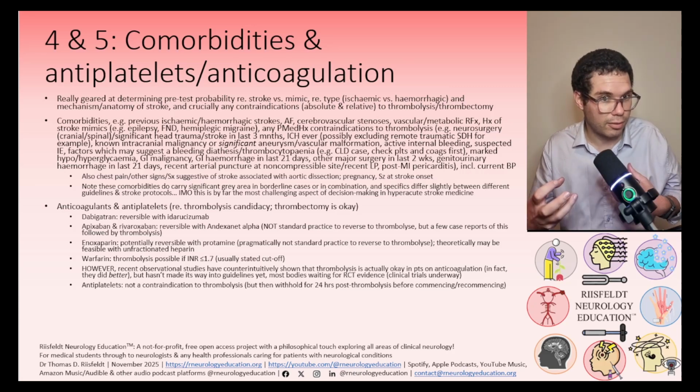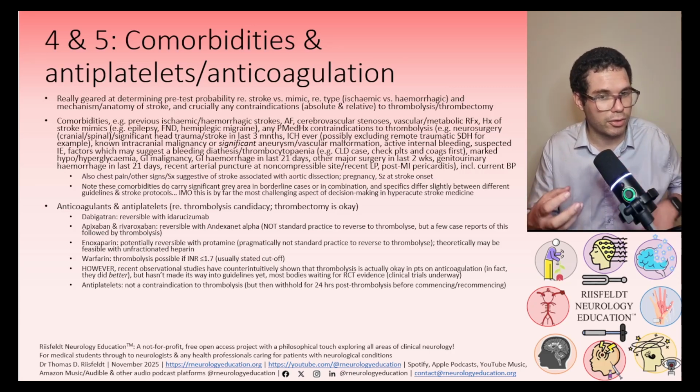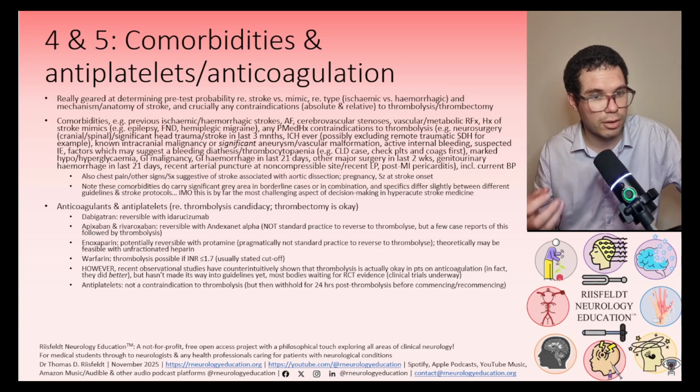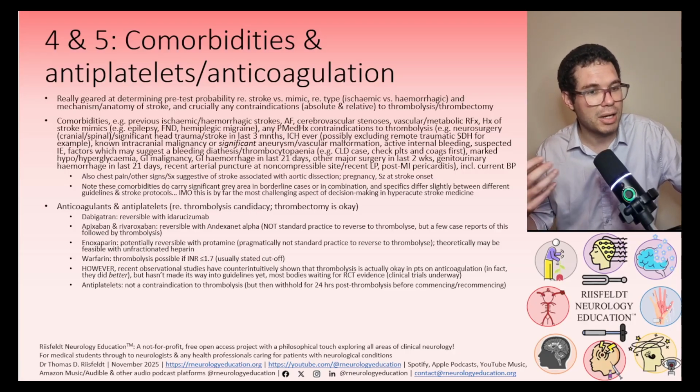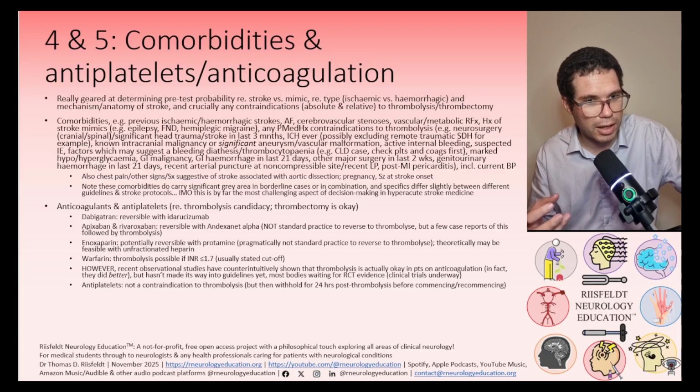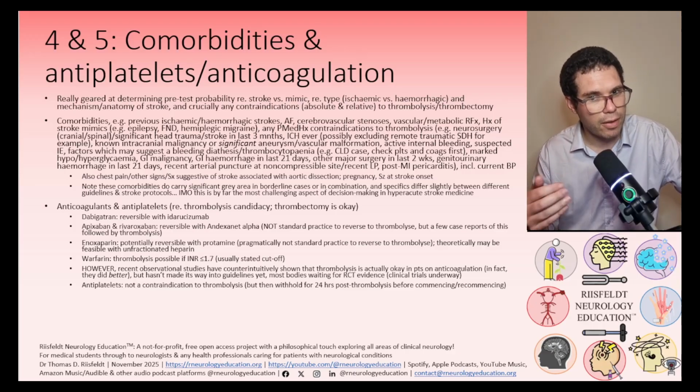When I was preparing this episode and developing the content, I did come across some case reports of instances where andexanet alpha had been used to reverse apixaban or rivaroxaban in order to then permit thrombolysis, but this is at a case report level. It's not standard clinical practice to do this.